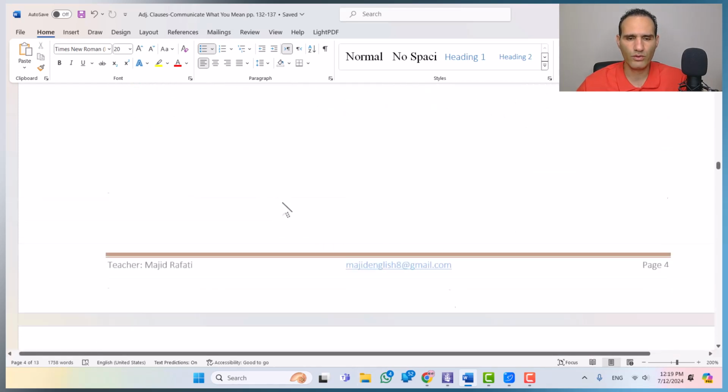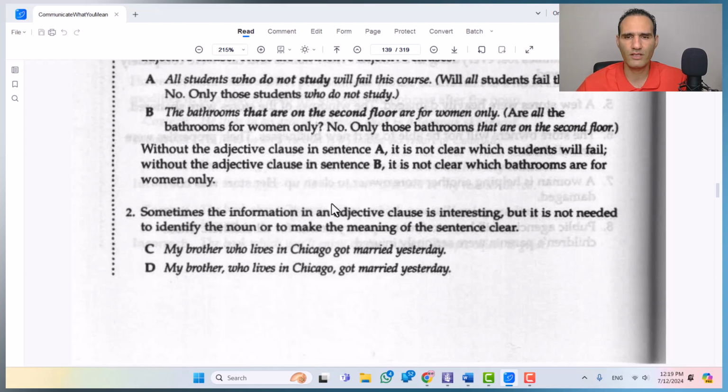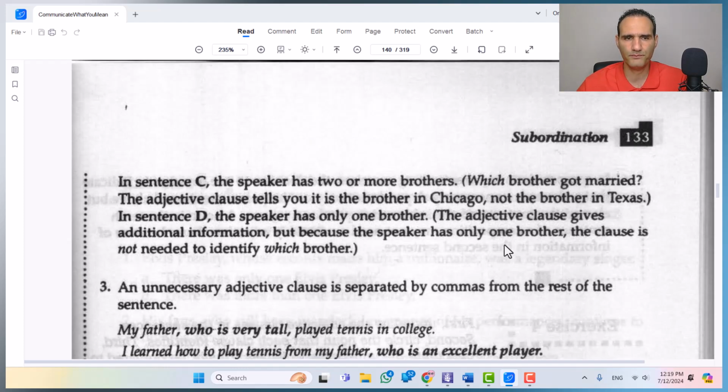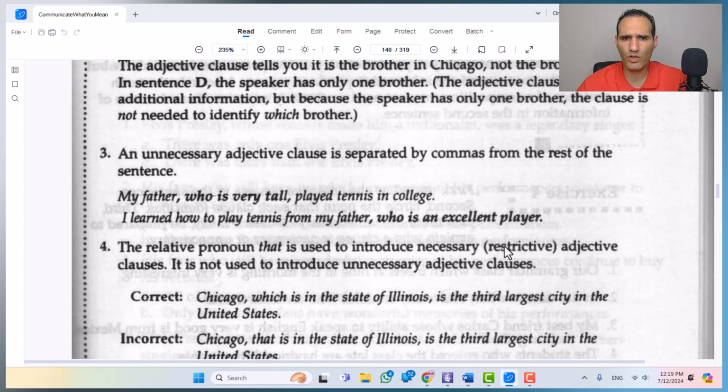Okay, that is the story so far here. Now let's take a look at the book and see what it says for us. On page 133, it says unnecessary adjective clauses are separated by commas, which we talked about. In the case of brother and sister, we should think if it is necessary or unnecessary, but father and mother, because there is just one of them, are always unnecessary adjective clauses.